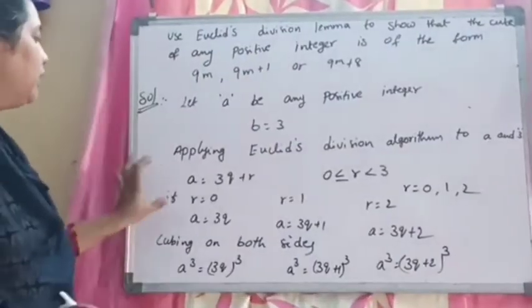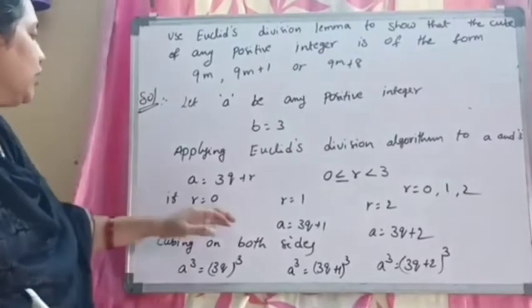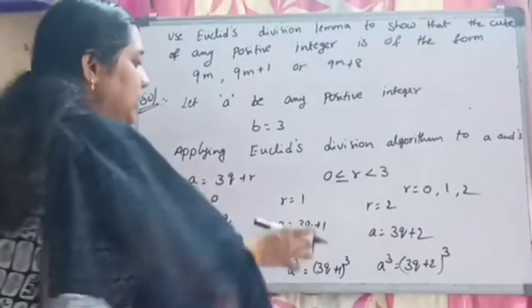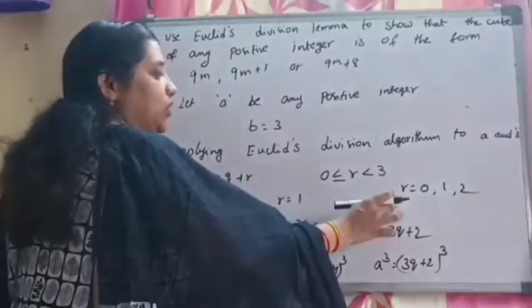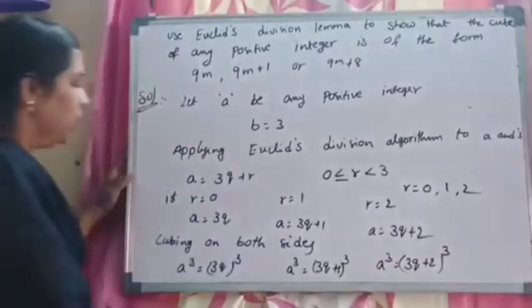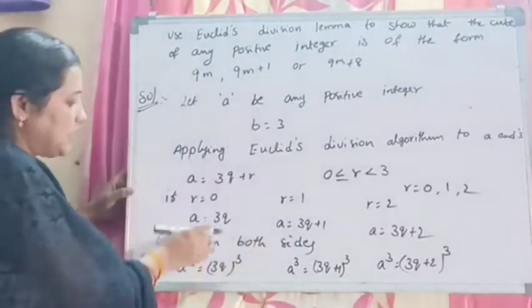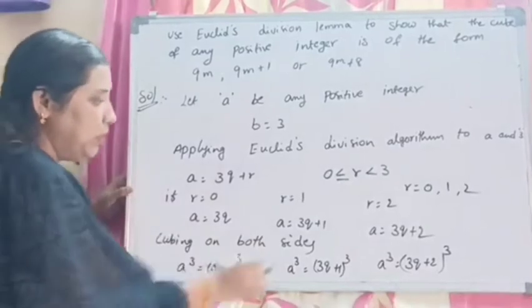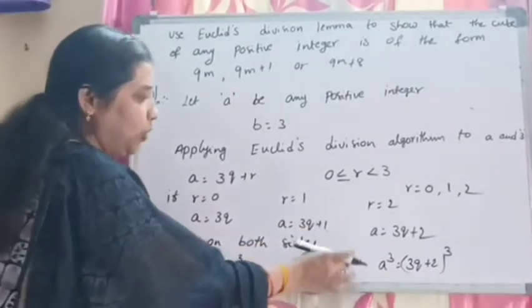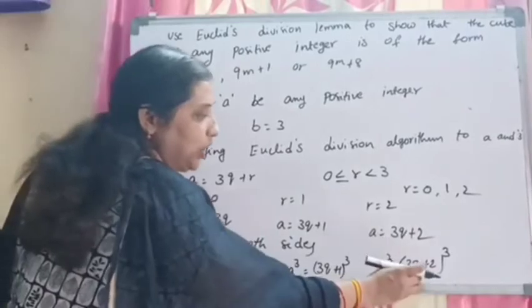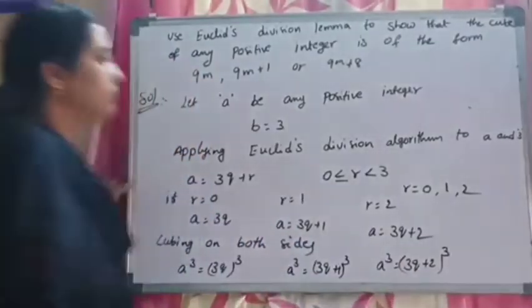If r is equal to 0, a is equal to 3q. If r is equal to 1, a is equal to 3q plus 1. If r is equal to 2, a is equal to 3q plus 2. Cubing on both sides, that means a cube is equal to 3q whole cube, a cube is equal to 3q plus 1 whole cube, and a cube is equal to 3q plus 2 whole cube.